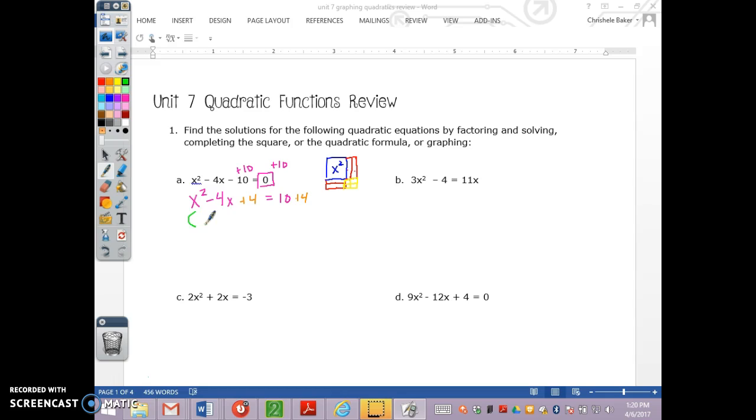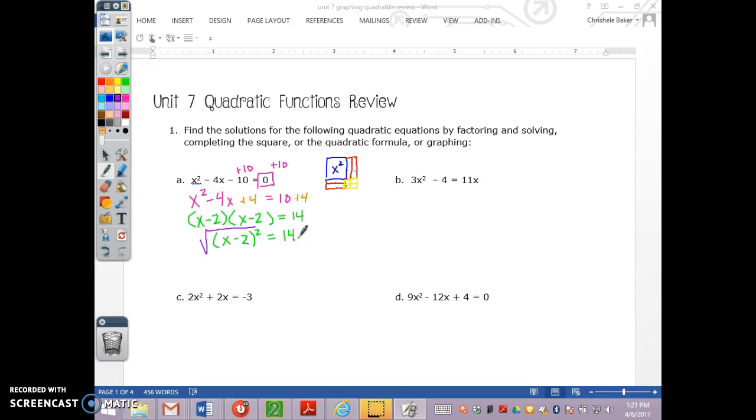Now I'm going to factor. What's the length and the width of this square? What multiplies to 4 but adds to negative 4? And that, of course, would be negative 2 and negative 2. From multiplying, x times x is x squared. My outside's negative 2x. My inside's negative 2x. That's going to add to negative 4x. Then negative 2 times negative 2, positive 4. Since I have the same thing written twice, that's x minus 2 squared.